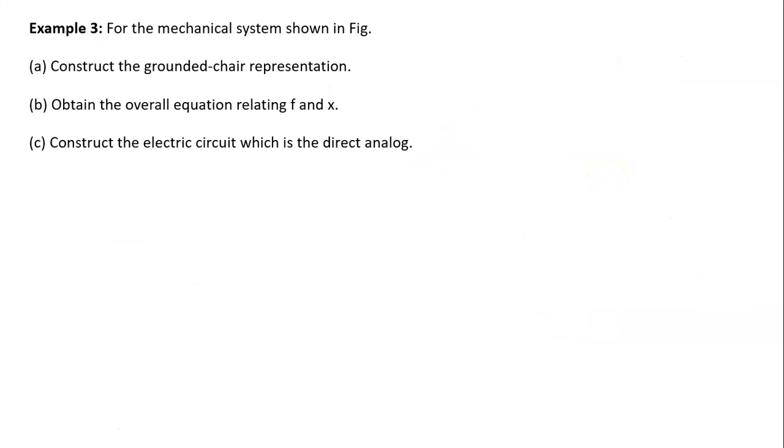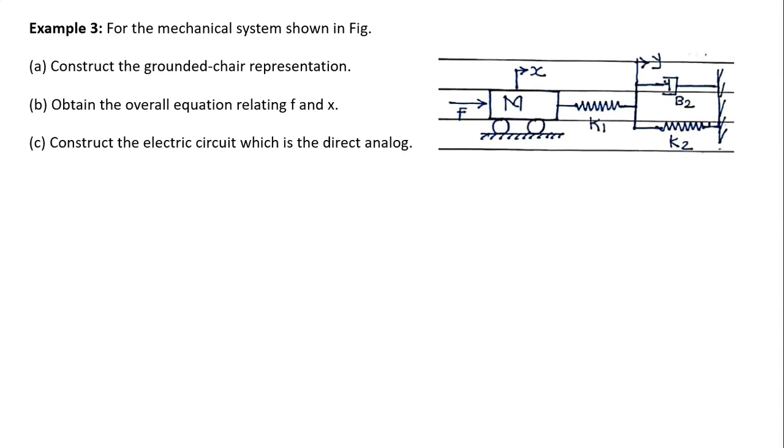Now, we will see the last problem. For the mechanical system shown in the figure, construct the grounded chair representation. Obtain the overall equation relating F and X. Construct the electric circuit which is the direct analog. Therefore, this is our diagram. Force F is acting at coordinate X. At coordinate X, mass M is there. Spring K1 is in between X and Y.